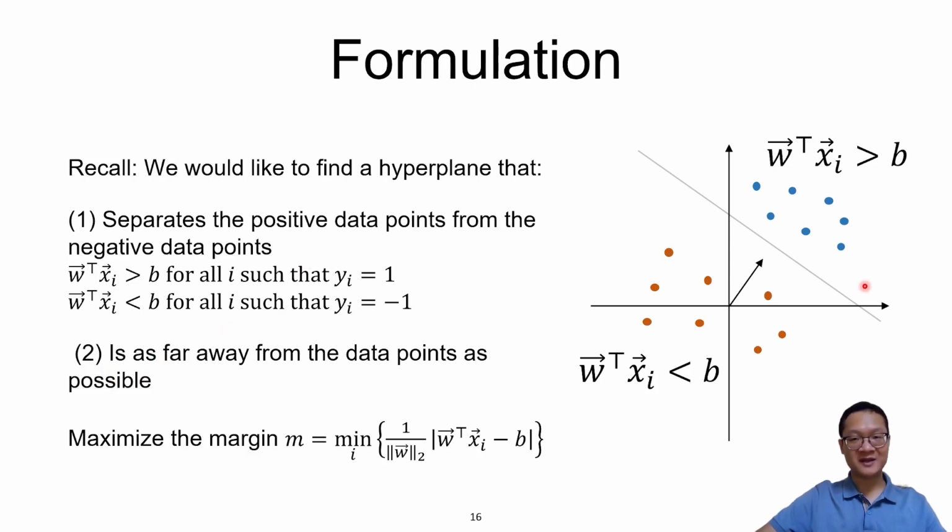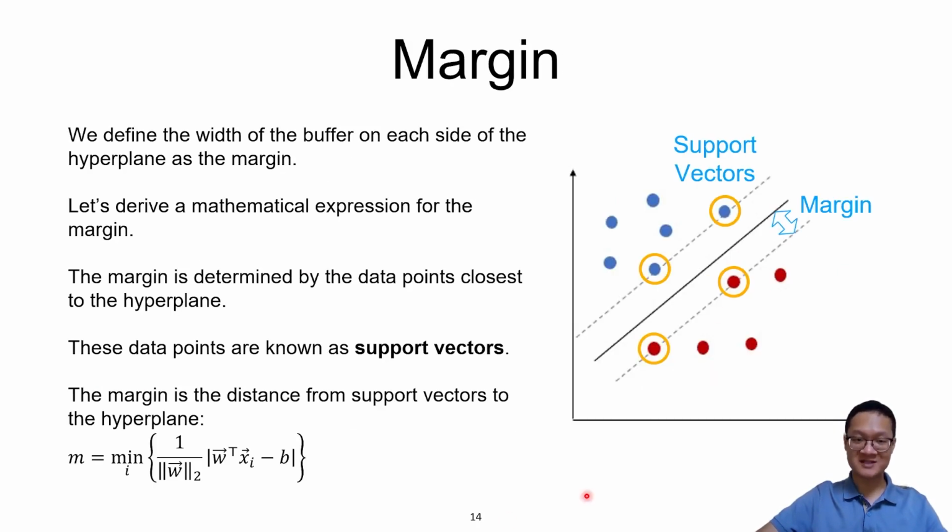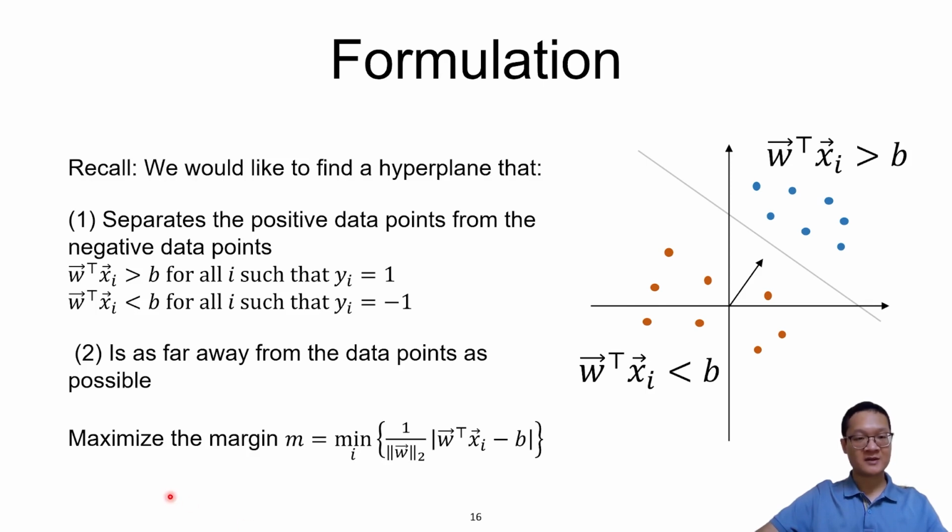Second, we want the hyperplane to be as far away as possible from the data points. So this means maximizing the margin, right? So we want to maximize the margin. So we want to maximize m, which equals the min over i of the distance of every data point to the decision boundary.